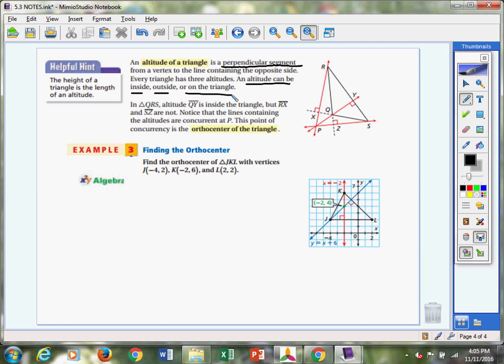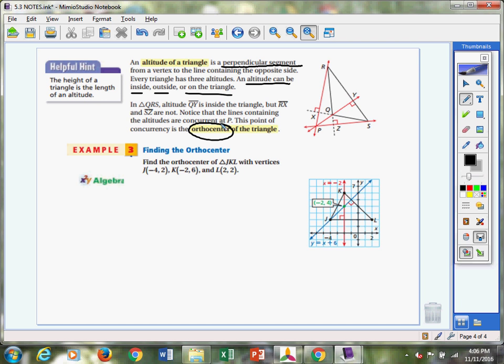Circumcenters are like that too, where they can be located inside the triangle if it's acute, outside the triangle if it's obtuse, or on the triangle if it's right. Altitudes can operate much the same way. Every triangle is going to have 3 altitudes. You should be able to take each of the vertices and draw an altitude from the vertex to the opposite side. And where they converge, that forms something called an orthocenter.